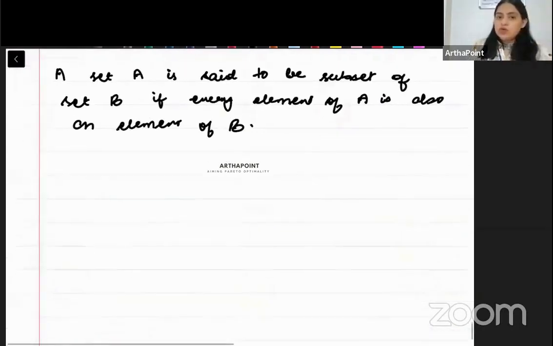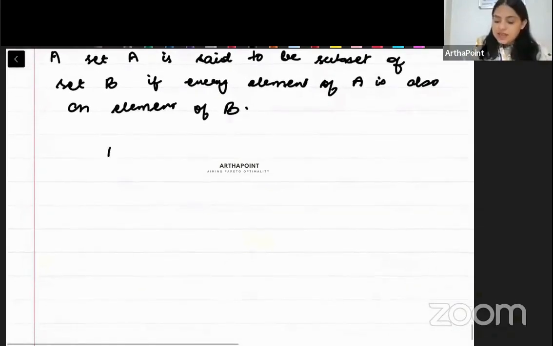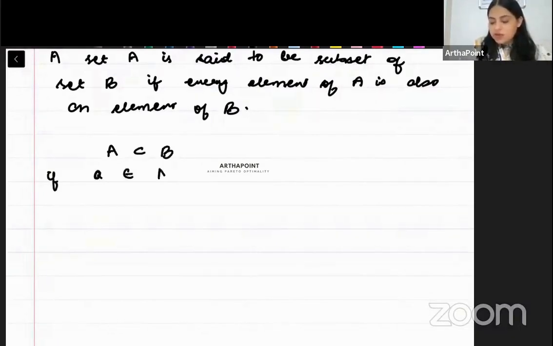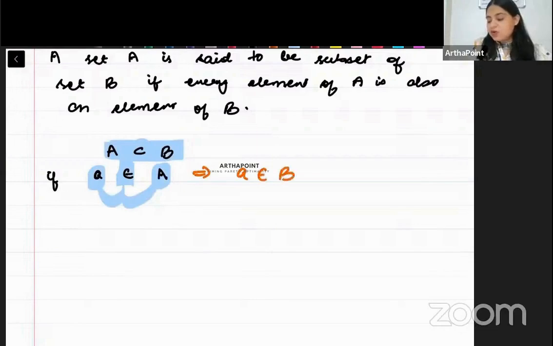So when will I say that A is a subset of B? Only if an element that belongs to A, ये belongs का साइन होता है, ये सबसेट का. So A is a subset of B if element that belongs to A also it implies that that element definitely belongs to B.